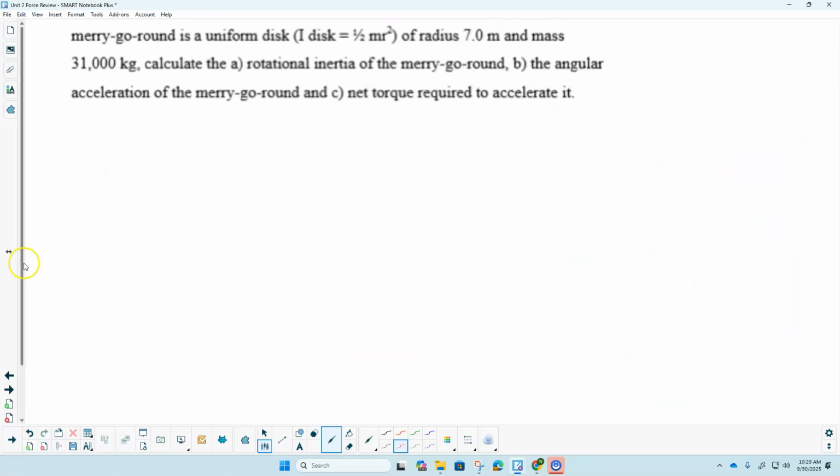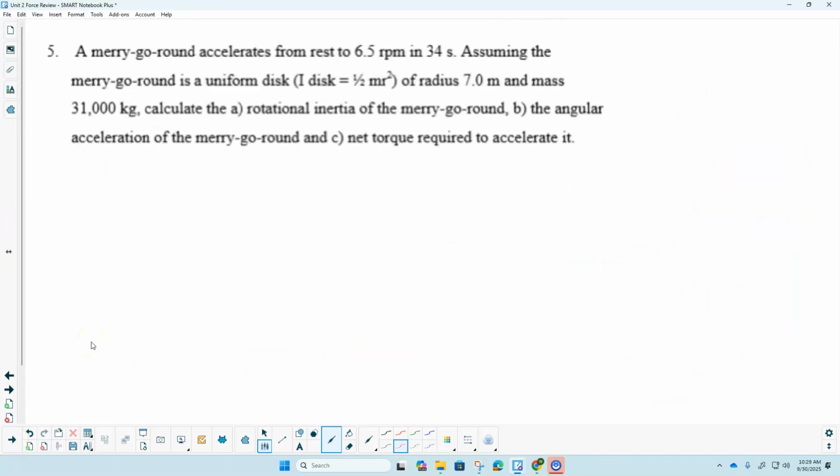Okay. The next one is getting into a little bit of the rotational kinematics and solving for torque. So we need to go through and identify all these things. So it says a merry-go-round accelerates from rest. So if it's at rest, the initial angular speed is 0. It reaches 6.5 revolutions per minute. So that's the final. I'm going to put a star there because we don't work in RPMs. We work in rads per second. So we got to do converting. And then delta t, our change in time, is 34 seconds.